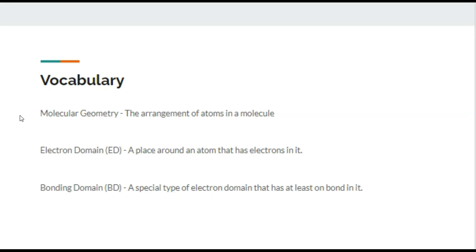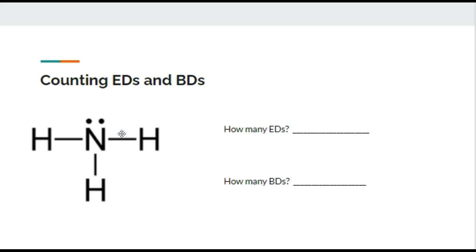So let's talk about this through example. Here we have this compound NH3, and you can see in the NH3 that there's a certain arrangement of the hydrogens around this central atom of the nitrogen. So when we're counting electron and bonding domains, we want to first look at the central atom. Then we are going to say, okay, how many places are there with electrons around it?